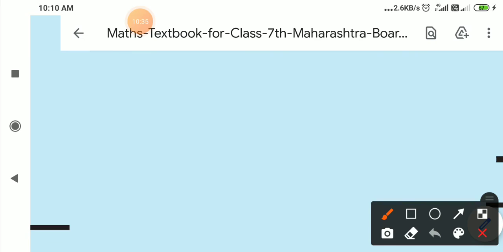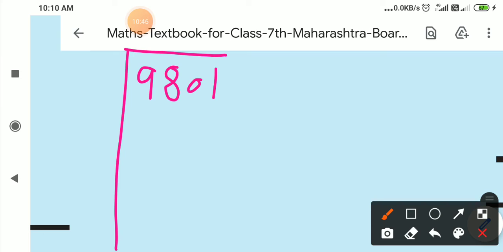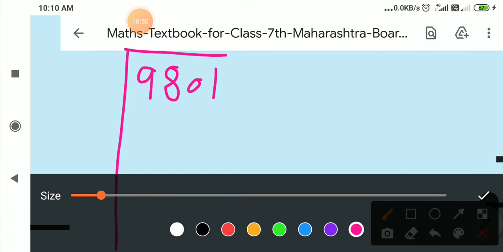9801. So here I will write 9801. As I told you before, here we have to give this sign. Then the second step is we have to make groups of 2 from the back side. So this group of 2 and this group of 2. Now you will get the first group, 98.